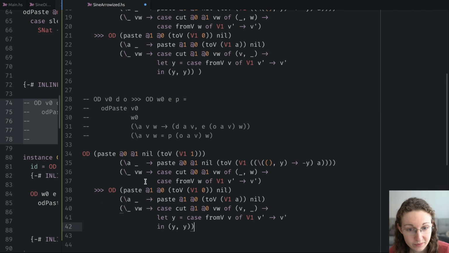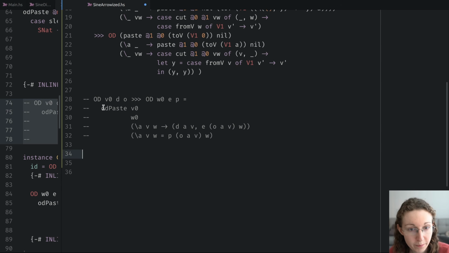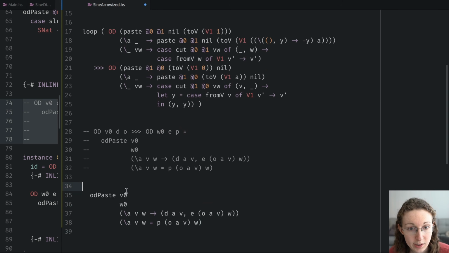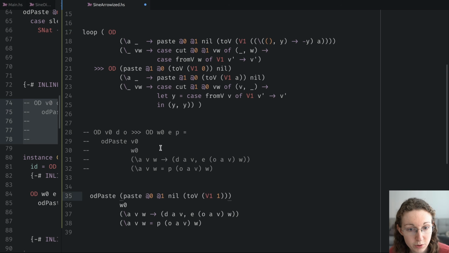So actually, I'm not going to put that here. We're specifically going to be producing another call to OD paste. And in this particular case, we've got V0 is this whole expression. So you can pull that out and put that here. And W0 is going to be this whole expression. So let's just pull that out and put that here.